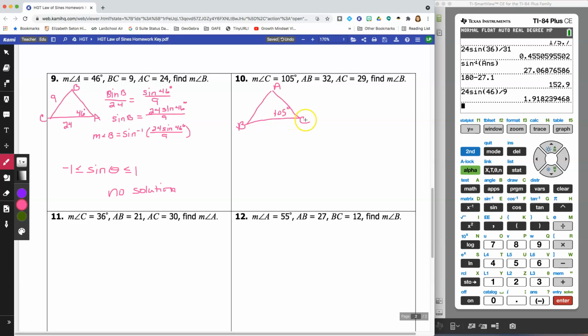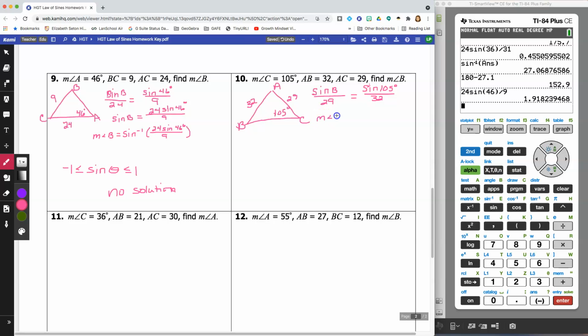So we have 105 degrees for angle C, and side AB, the side opposite angle C, is 32, whatever my units are. Side AC is 29, and I'm trying to find the measure of angle B. So what I know is that the sine of angle B divided by 29 is equal to the sine of 105 degrees divided by 32.